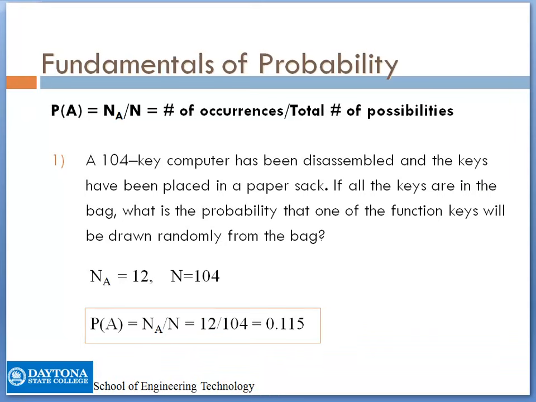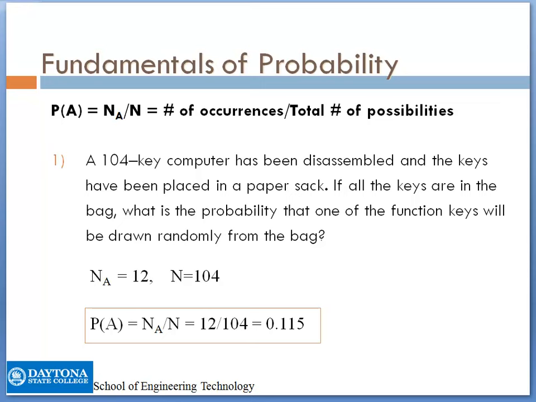So we know that the probability of event A is defined as the number of occurrences for that particular event divided by the total number of possible outcomes for that event. This problem says that a 104 key computer has been disassembled and the keys have been placed in a paper sack. If all the keys are in the bag, what is the probability that one of the function keys will be drawn randomly from the bag?